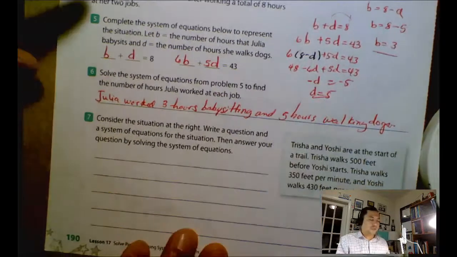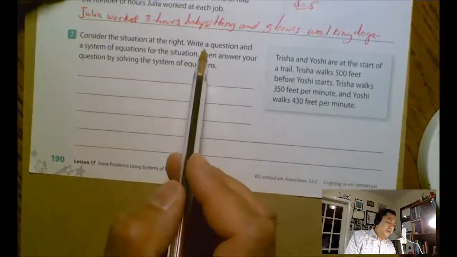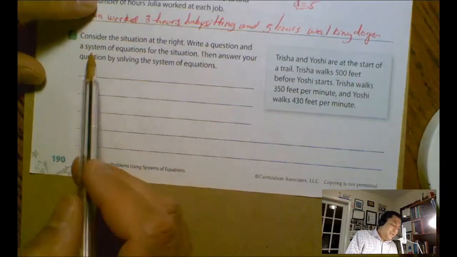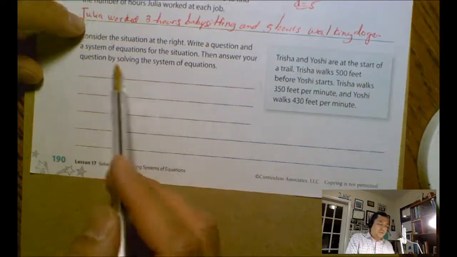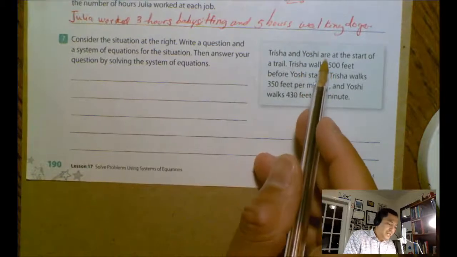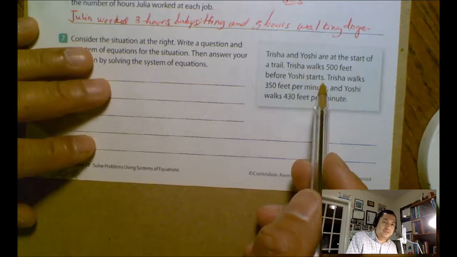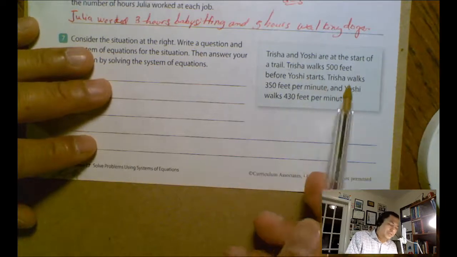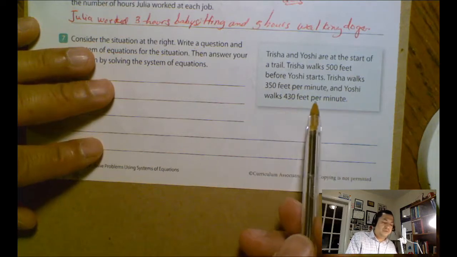Okay, that's the solution. Number 7. Consider the situation at the right. Write a question and a system of equations for the situation. Then answer your question by solving the system of equations. So you have that Trisha and Joshi are at the start of the trail. Trisha walked 500 feet before Joshi starts. Trisha walks 350 feet per minute and Joshi walks 430 feet per minute.